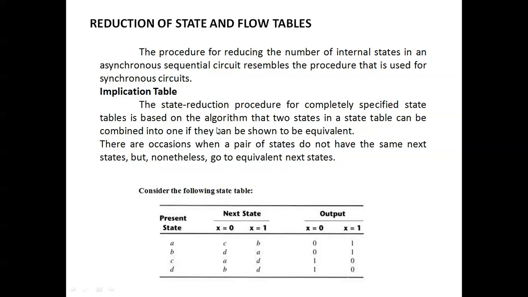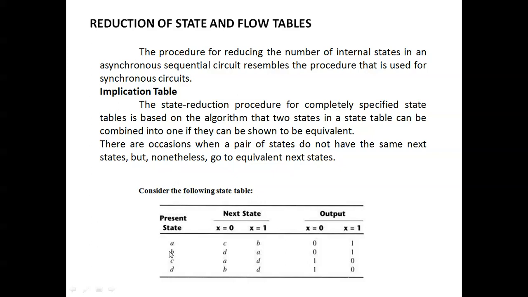The procedure for reducing the number of internal states in an asynchronous sequential circuit resembles the procedure used in synchronous circuits. It uses an implication table, which we have to follow for reducing the states. The state reduction procedure for a completely specified state table is based on an algorithm: two states in the state table can be combined into one if they can be shown to be equivalent. Okay, so consider the following state table.